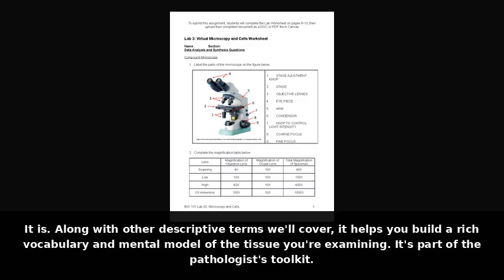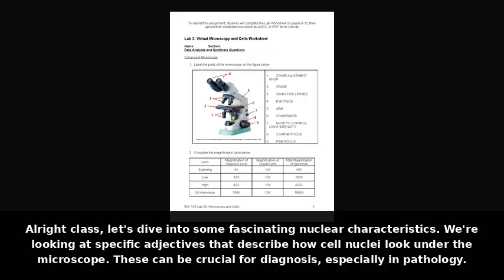It is, along with other descriptive terms we'll cover, it helps you build a rich vocabulary and mental model of the tissue you're examining. It's part of the pathologist toolkit. All right, class, let's dive into some fascinating nuclear characteristics. We're looking at specific adjectives that describe how cell nuclei look under the microscope. These can be crucial for diagnosis, especially in pathology.